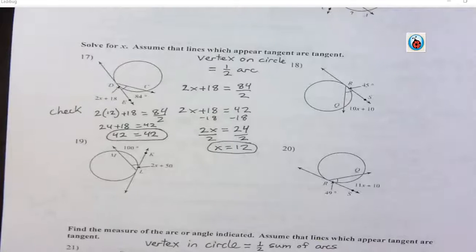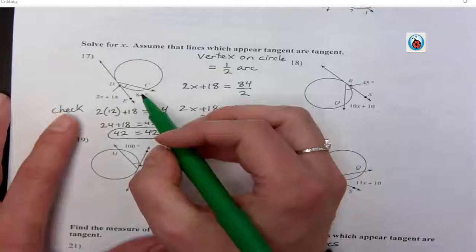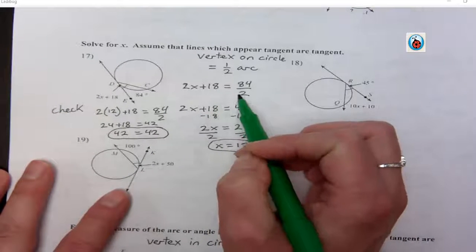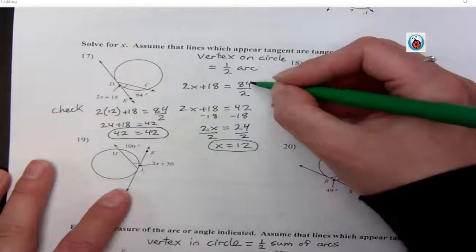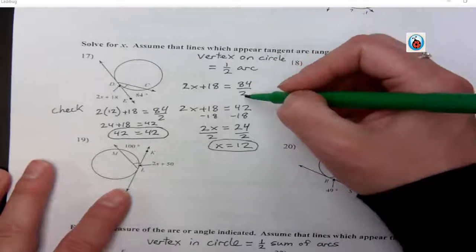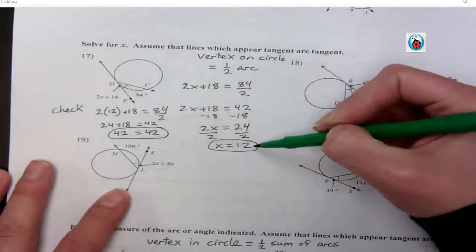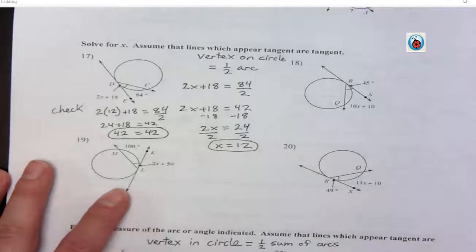Now we just have it again where they are on the arc, but now we have an equation to solve, so we just have to recognize it. And again, I don't like working with fractions, so usually if it's not a straight number, we do this side times 2. Here it worked out nicely, so we just 84 divided by 2 equals 2x plus 18, and you solve it out. We plug it back in to check and make sure we did it correctly.